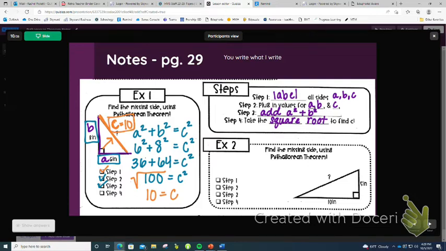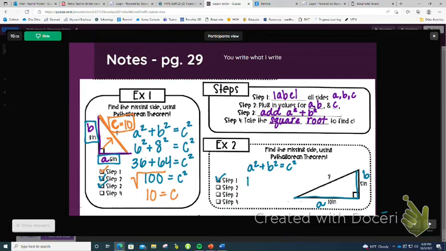Now let's look at example 2. Find the missing side using Pythagorean theorem. First, we need to write our equation. A squared plus B squared equals C squared, and label the sides of the triangle. We start by labeling our legs that are attached to the right angle. So I'll make 10 A and 5 B. Then we can be done with step 1 and move on to step 2, where we plug in our values for A, B, and C.